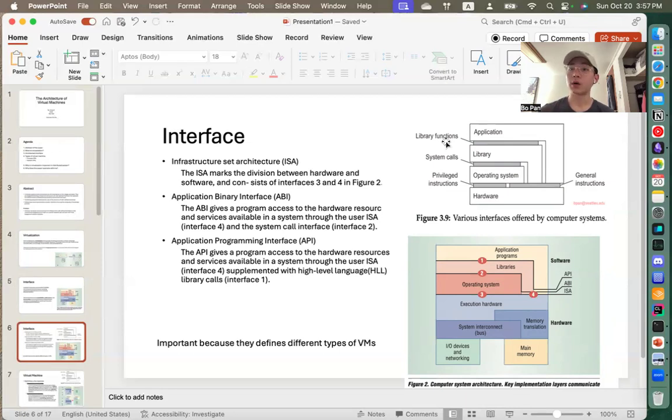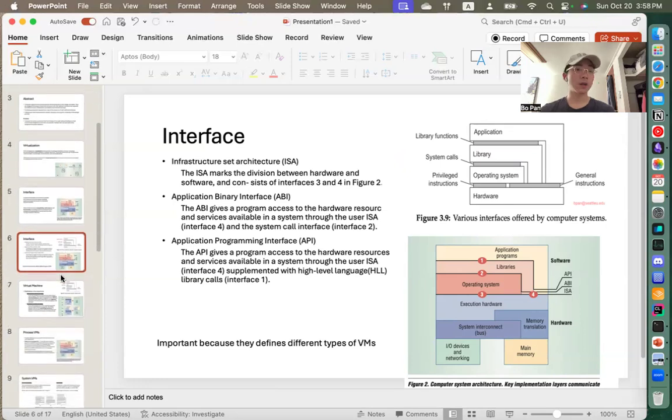From a computer architecture point of view, on the right corner, you can see we have different components. We have the application, library, operating system, and hardware. And between different components, we have different interfaces. The first one is the instruction set architecture, the ISA, which sits between the operating system and hardware, also the library and hardware. The application binary interface, the ABI, sits between library and the operating system. The application programming interface, API, sits between the application and library. And interfaces are important because they define the different types of virtual machines.